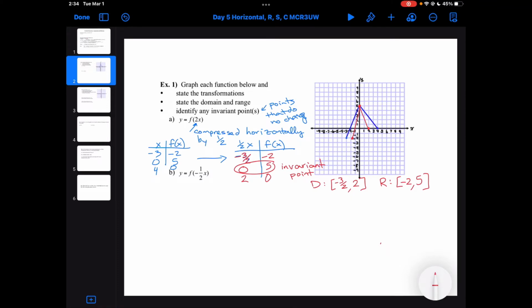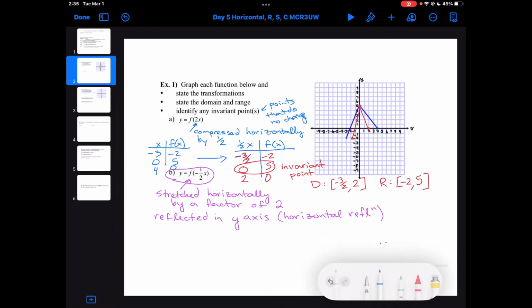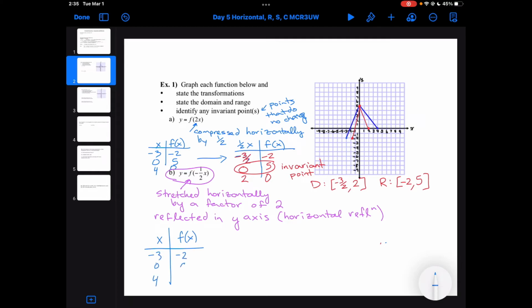So the next example that I'm going to look at, I'll do in purple, is this one right here. So my graph here has been, not compressed this time, stretched horizontally by a factor of 2. It has also been reflected in the y-axis, which is a horizontal reflection. So I'm going to start with my original table of values. I've got my x, f at x, same as I had before. And I've got -3, -2, 0, 5, and 4, 0.